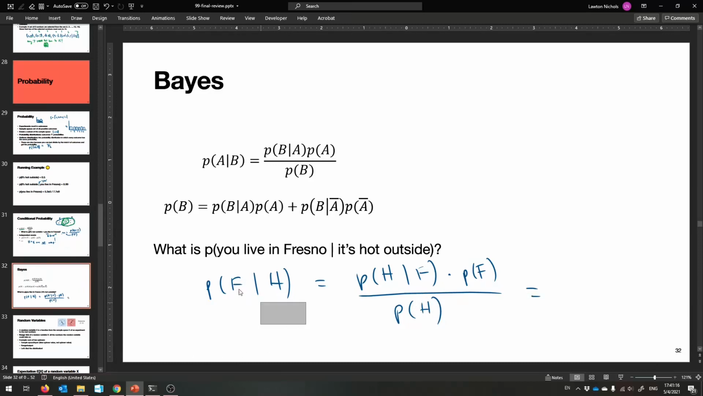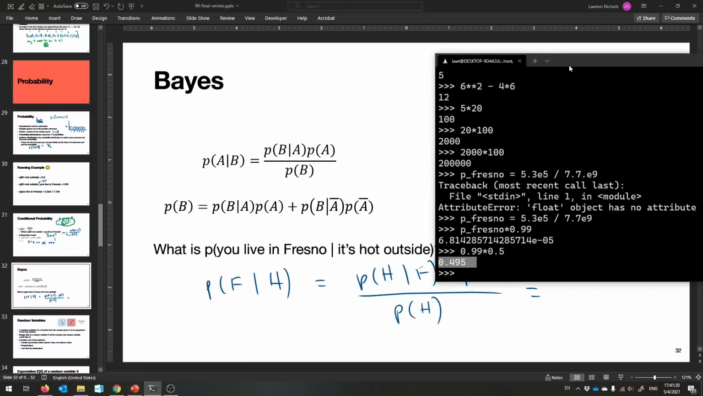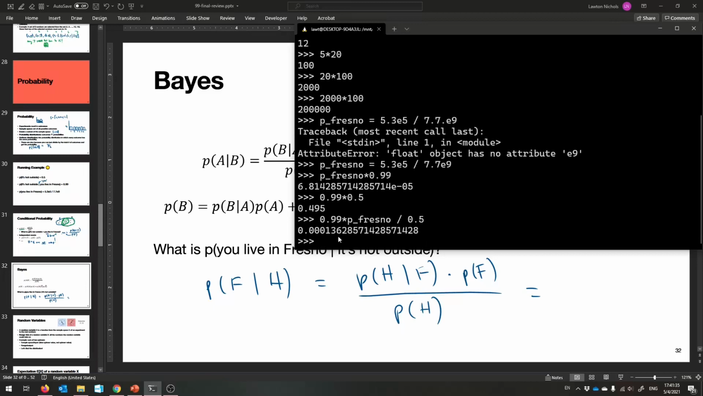Probability that you live in Fresno given it's hot outside in this imaginary world. So the probability it's hot outside given Fresno is 0.99, times P of Fresno, which we've typed and put into a variable, divided by the probability that it's hot outside, 0.5. So it's that number. And if we multiply it by 100, we'll get the percentage.